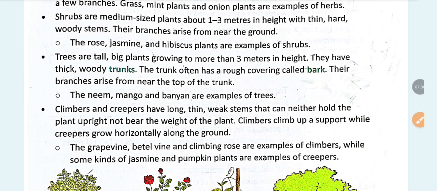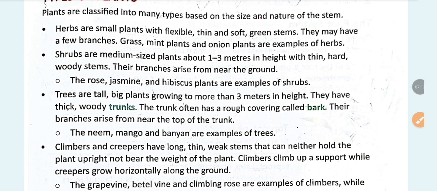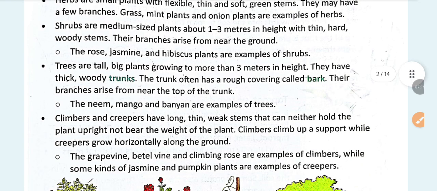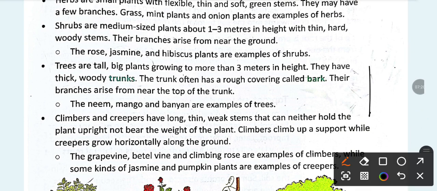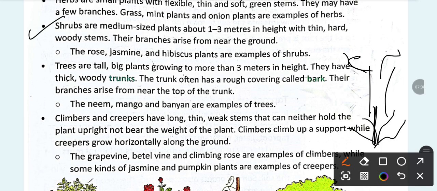Their branches arise not from the ground like that of the shrubs. At the top of the trunk, like suppose here would be a tree, then the branches would arise from here. But it's not like that in shrubs. In shrubs, if the stem is like that, the branch would also come from over here. That is the difference between shrubs and trees. Trees are long and woody as well, this is also a common difference.